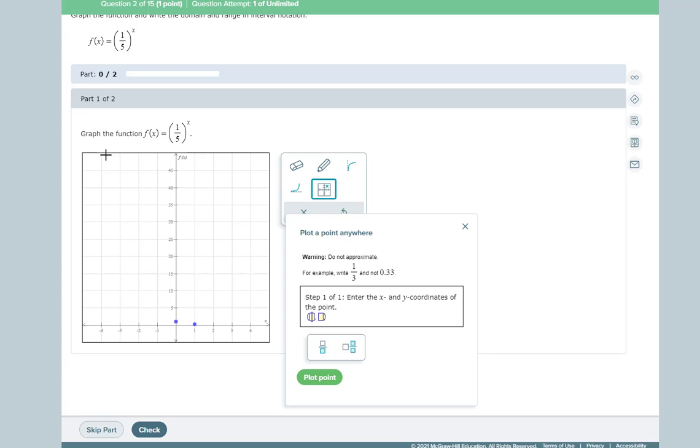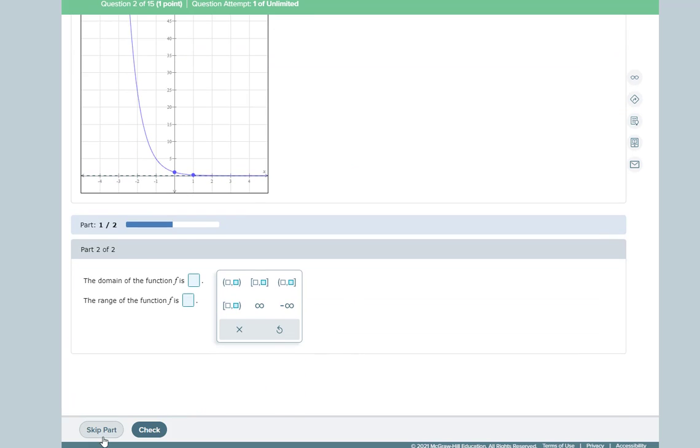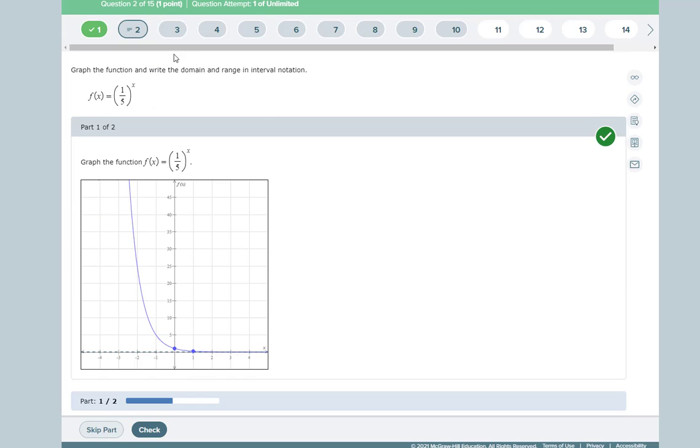You can see this one is going to be decreasing compared to the previous one. So I need to get my sketching tool, and I'm going to put my asymptote right on the x-axis again because it hasn't been shifted. I'll plot my first point, my second point, and it's going in the orientation that I need. I click on the tool, and the horizontal asymptote will be on the x-axis. I push check, and we did it. Again, it asks us for the domain and the range, so you could write that.